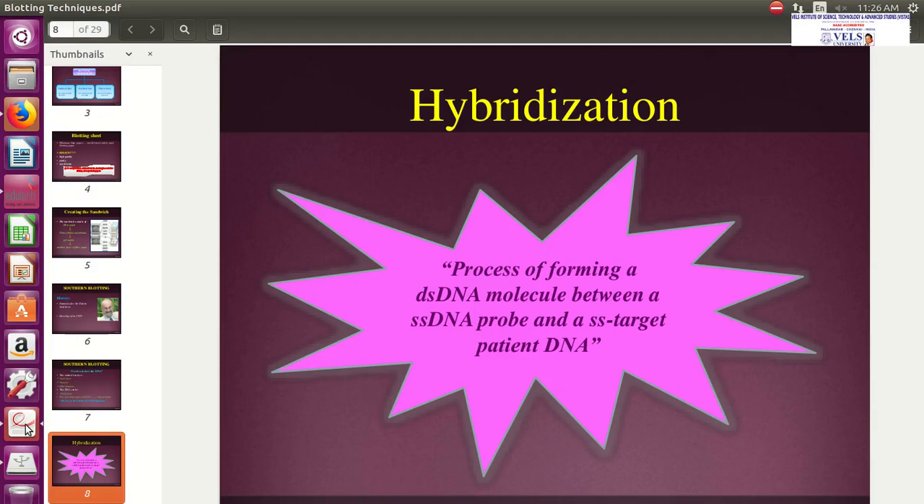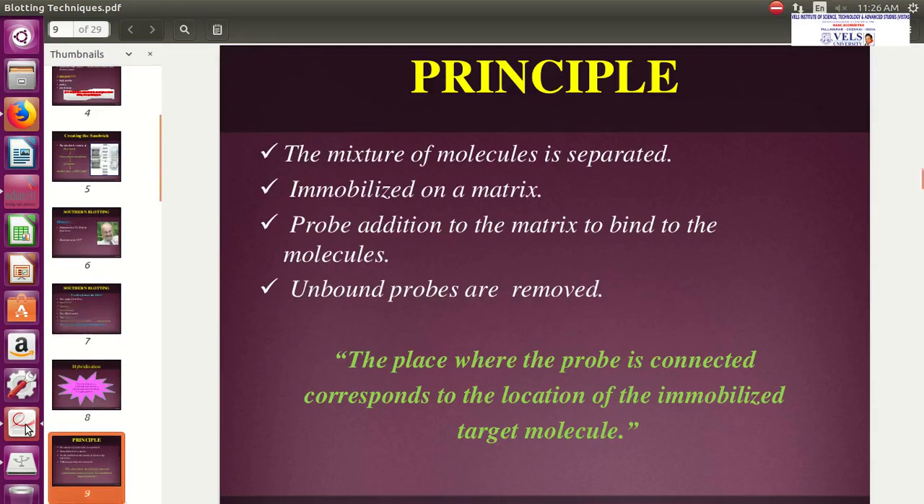That is the Southern DNA, Southern blotting. Next one is the principle. The principle of Southern blotting: first, a mixture of molecules is separated. That is the main advantage, the main principle. Suppose any compound is present in any cells, it will easily separate the particular molecules. Mainly for Southern blotting it is DNA.